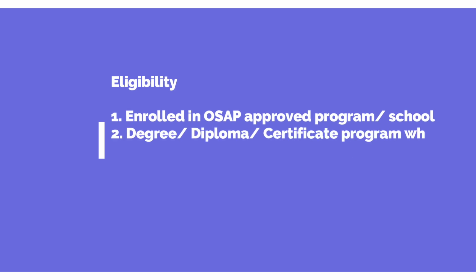Who all are going to be eligible for OSAP? These are the ones who are attending an OSAP approved program and school, and they are enrolled in a certificate, degree or diploma program that is at least 12 weeks long. So if you're not going for this kind of program, then you won't be able to avail OSAP or apply for it. This is actually not available for foreign workers, students or visitors.